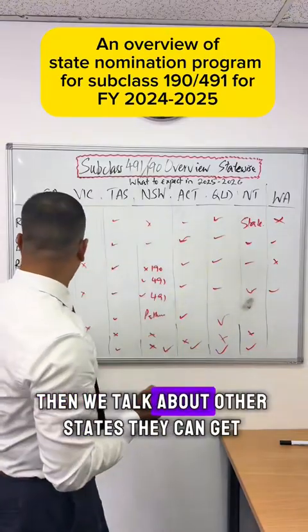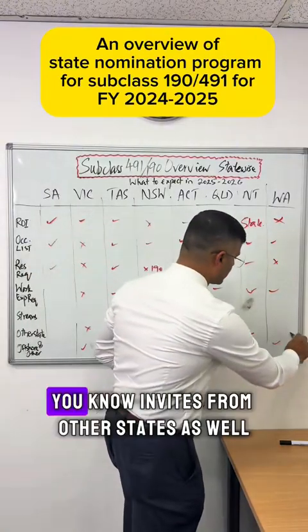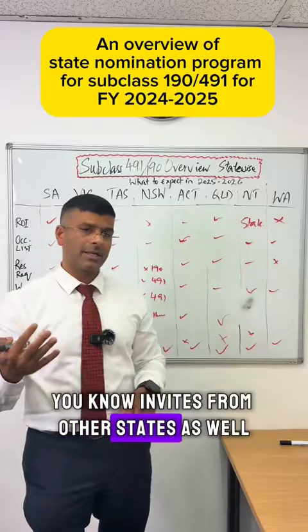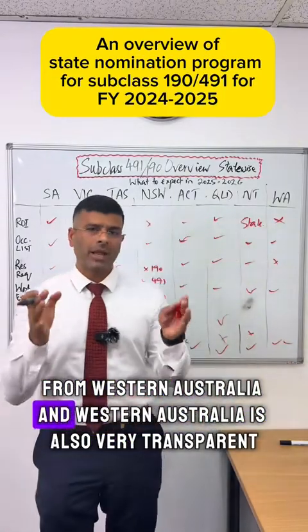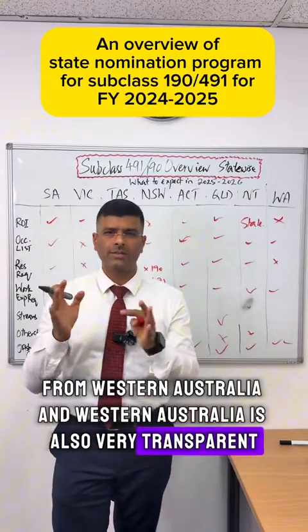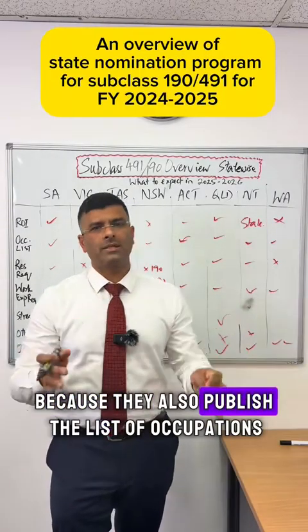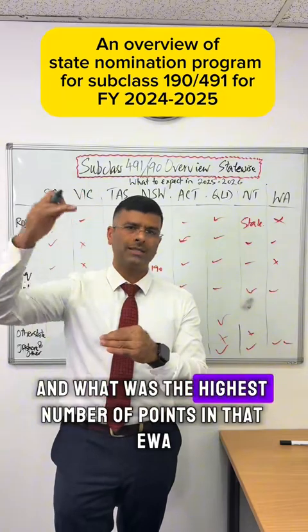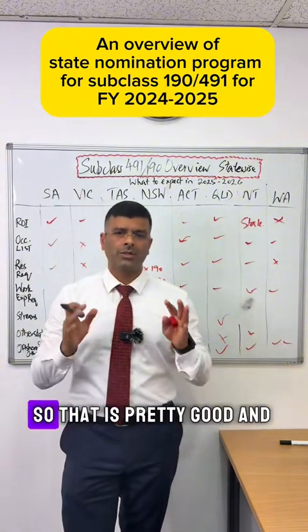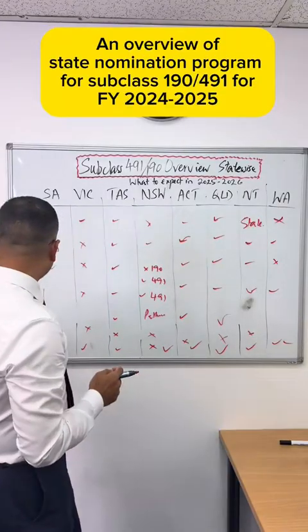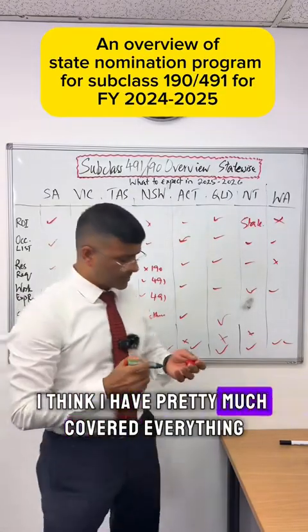Then we talk about other states. People can get invites from other states as well, and you can also get invited from offshore from Western Australia. And Western Australia is also very transparent because they publish the list of occupations and the highest number of points in the EOI that was selected in that particular occupation. So that is pretty good. And I think I have pretty much covered everything.